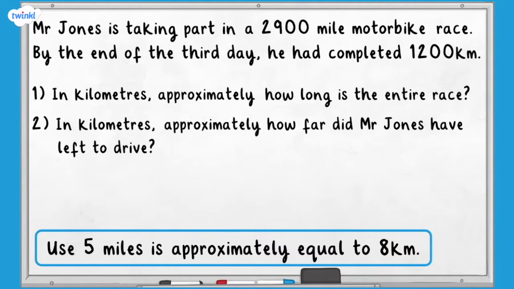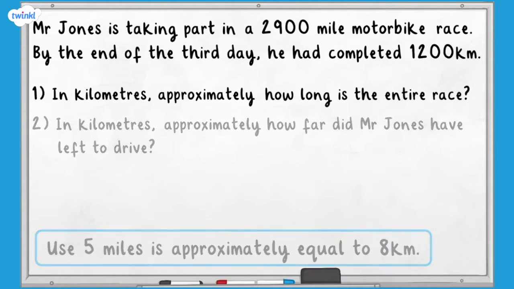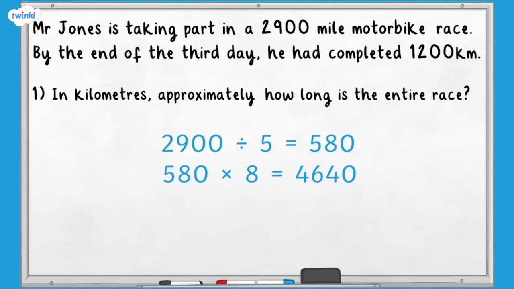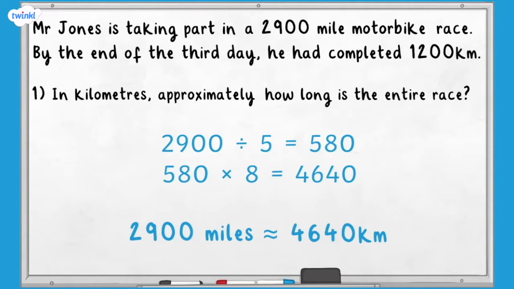Have you finished? Well done. Here are the answers. The entire race is 4,640 kilometres because 2,900 miles divided by 5 equals 580. 580 multiplied by 8 equals 4,640 kilometres. 2,900 miles is approximately equal to 4,640 kilometres.